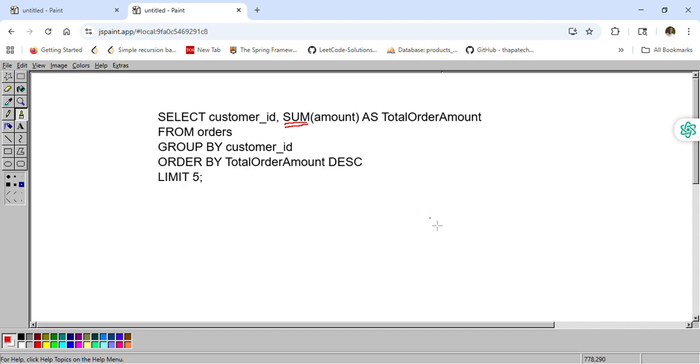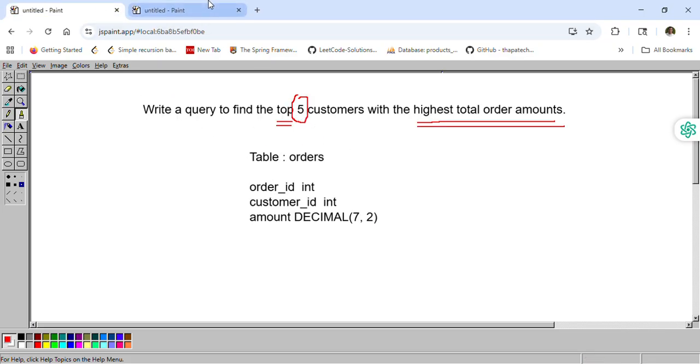The best way is to create some simple tables on your local database and implement some simple queries. The more you practice these kinds of queries, the more easily you can write them in interviews as well. So this is what I wanted to show you in today's session: how to solve this frequently asked question.